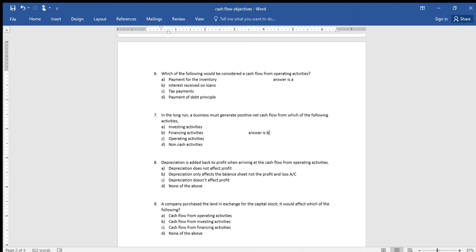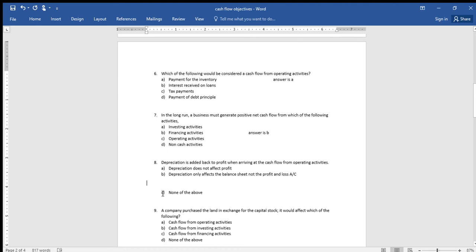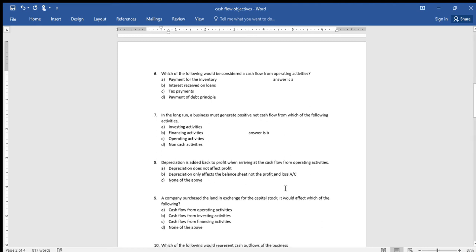Then question 8. Depreciation is added back to profit when arriving at the cash flow from operating activities. Because depreciation does not affect profit. That is true. Depreciation only affects the balance sheet and not the profit and loss account. That's not true. And C, depreciation doesn't affect profit. The answer is depreciation doesn't affect profit. So my answer would be A.